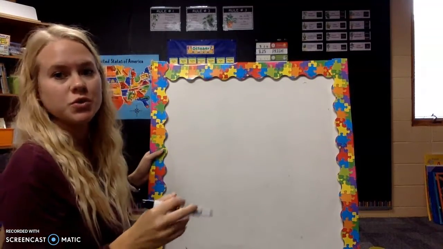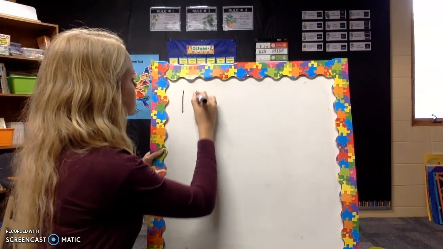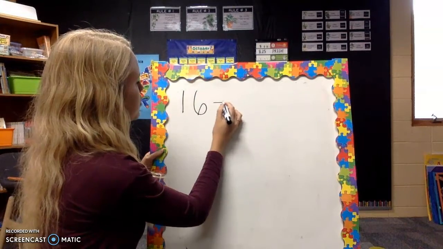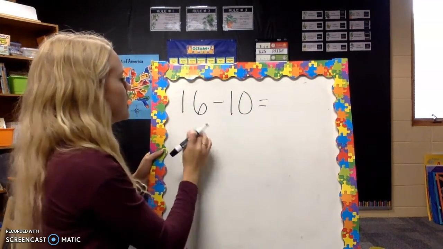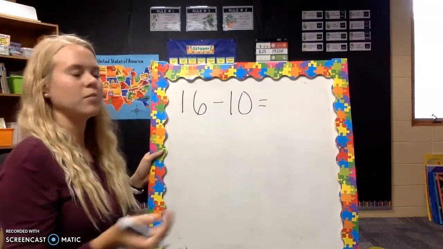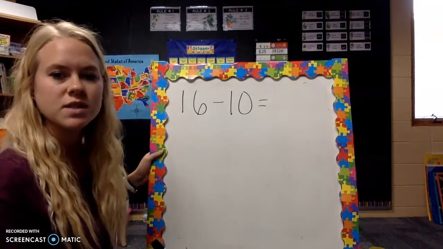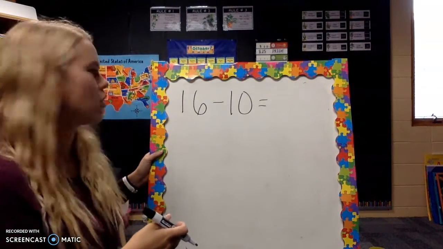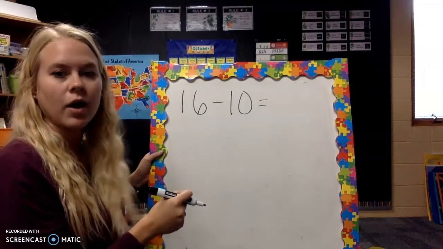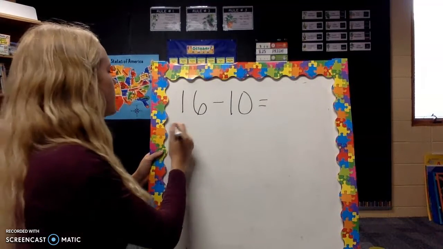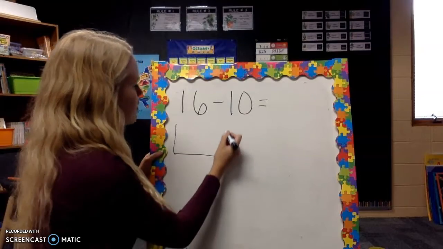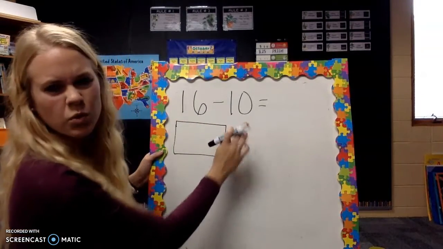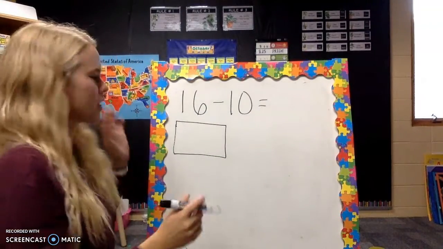Next, let's do 16 minus 10. So we can do the same thing. We can choose to draw pictures. We can use counters if that's something that we have at home, or we can think about it in other ways. I'm going to draw 16 in some 10 frames because I noticed that we're subtracting by 10, so I'm wondering if that will be useful.